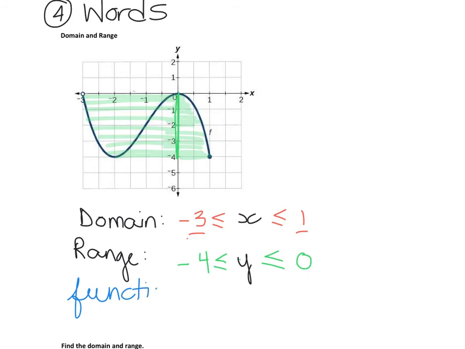I would say yes. And that's because of the vertical line test. So notice if we come in and we draw vertical lines, all of these vertical lines only touch the graph once. So by the vertical line test, it's a function.